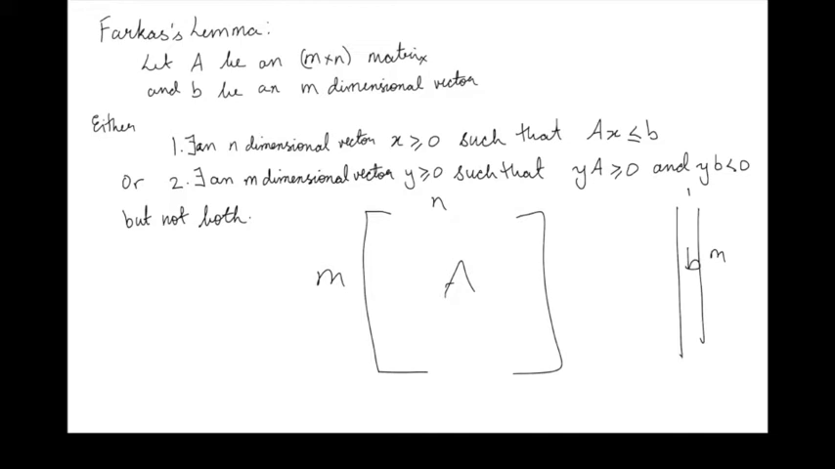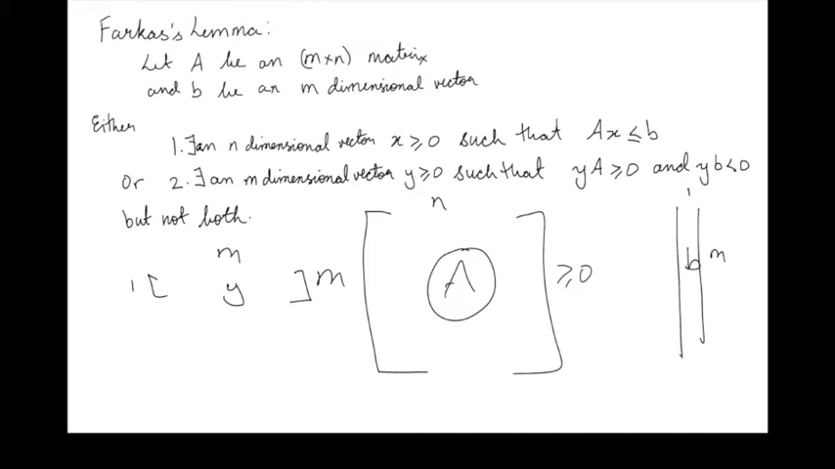then either you can find some vector x such that when you multiply the matrix A with x, the result is less than or equal to B, or you can find an m-dimensional vector y such that when you multiply y times A, that's a positive vector, and when you multiply y times B, the product is less than 0. So this is going to be the dot product of these two.